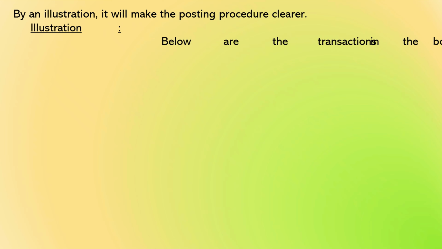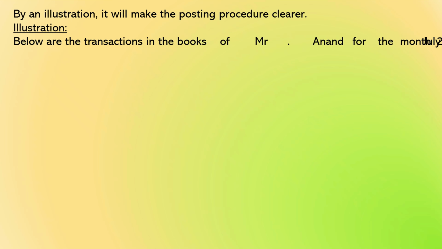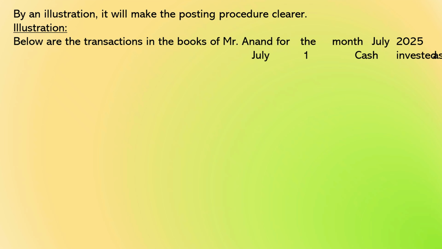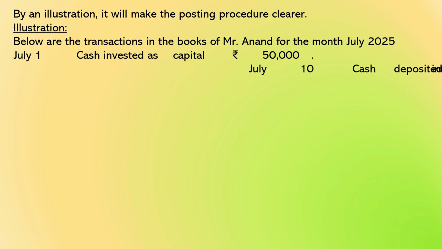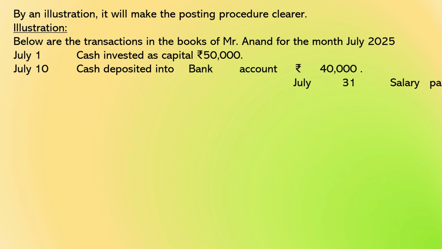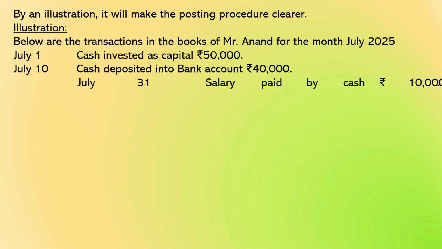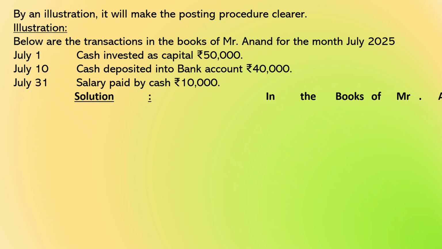By an illustration, it will make the posting procedure clearer. Illustration: below are the transactions in the books of Mr. Anand for the month of July 2025. 1st July. Cash invested as capital 50,000 rupees. 10th July. Cash deposited into bank account 40,000 rupees. 31st July. Salary paid by cash 10,000 rupees.